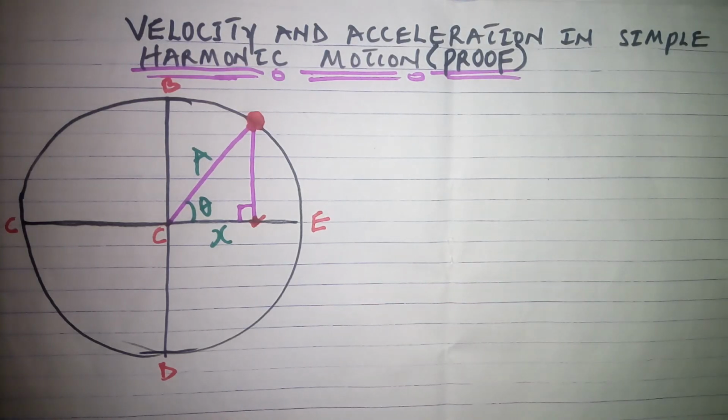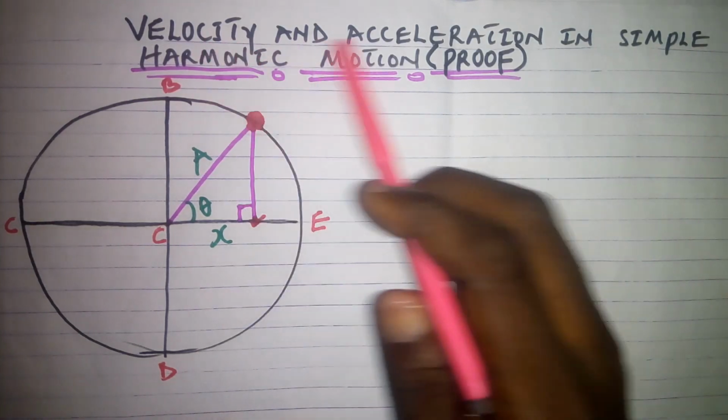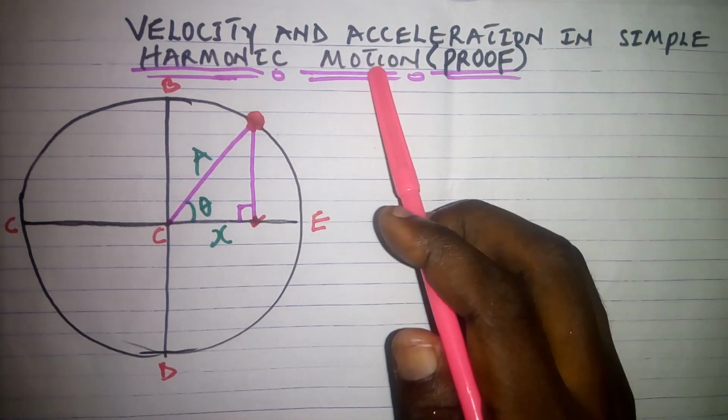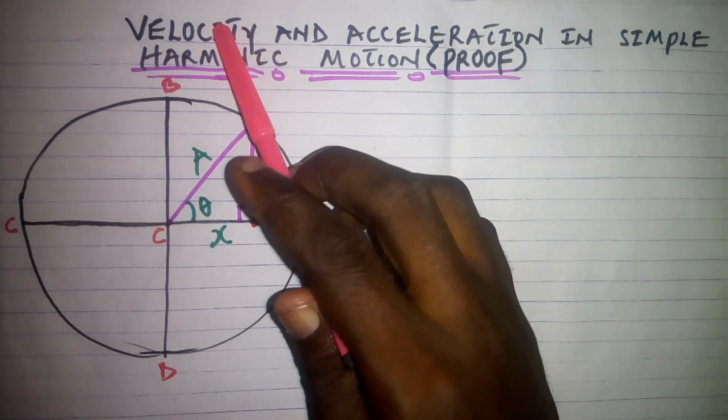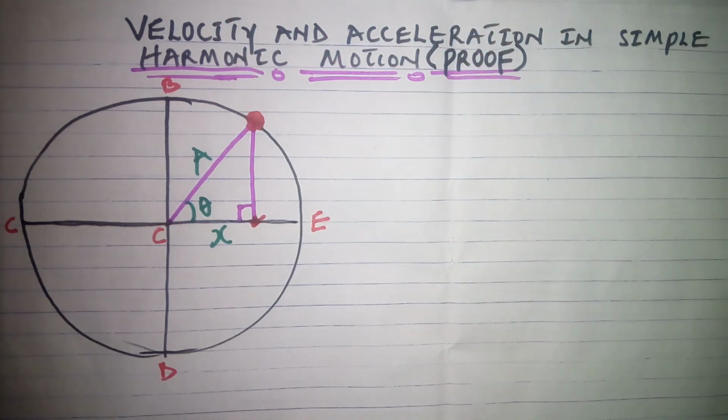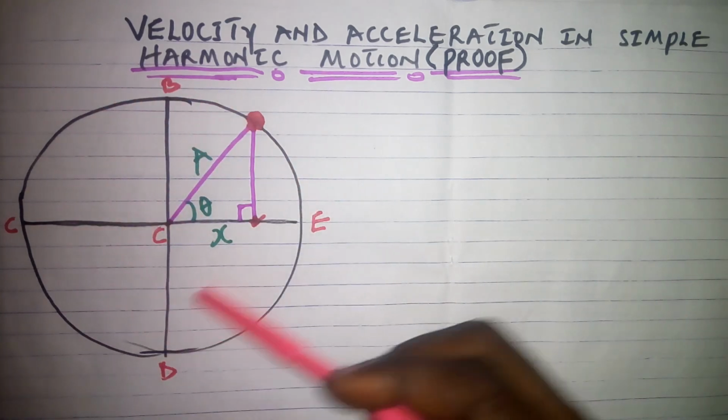Okay, so in today's lesson, we are going to be looking at velocity and acceleration in simple harmonic motion. That is the proof, how to obtain the formula for the velocity and acceleration in simple harmonic motion. And we'll be looking at simple harmonic motion from circular motion.